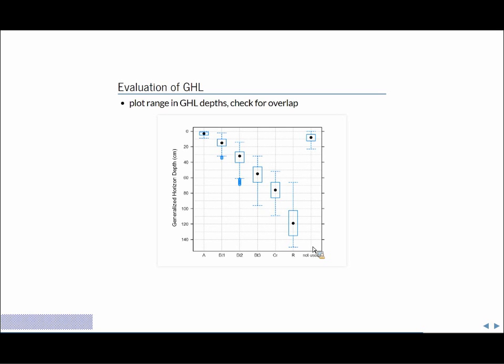Excessive overlap might indicate that we've done a little bit too much correlating. We've included too many different horizon designations into a generalized horizon label. So this is a pretty reasonable amount of overlap, I would say.